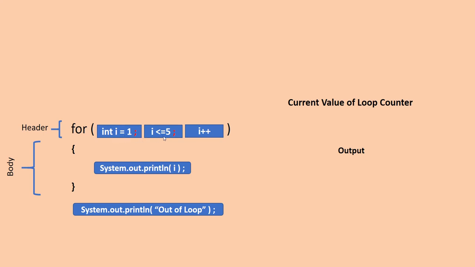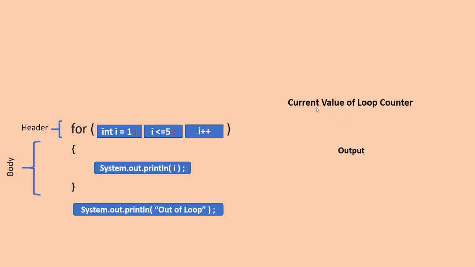The second statement is a Boolean condition which checks the value of the loop counter, and only if this condition becomes true does the control go into the body of the for loop and execute any number of statements which are in the body. The third portion increments or decrements the loop counter. Here I am just incrementing it by 1, and you can decrement it by 1 or increment or decrement it by any other value as well.